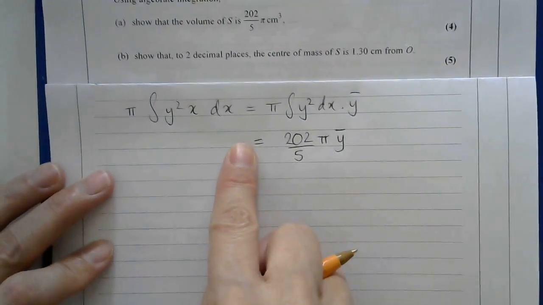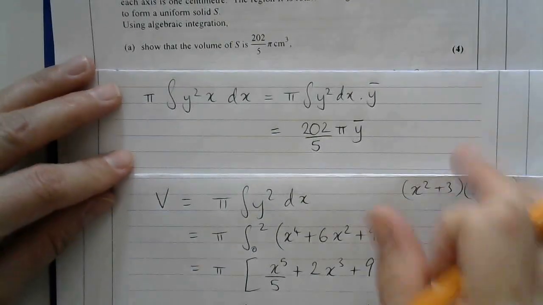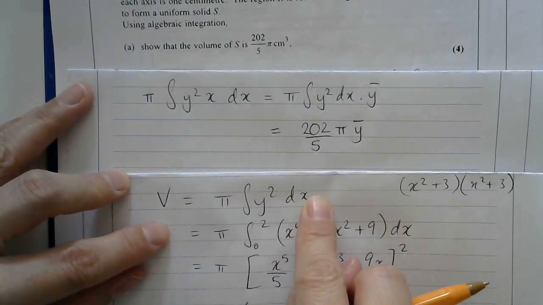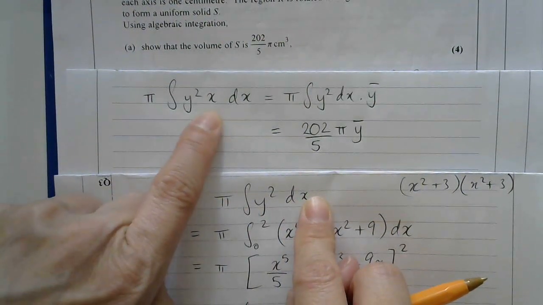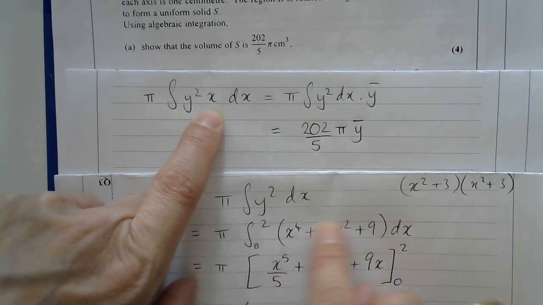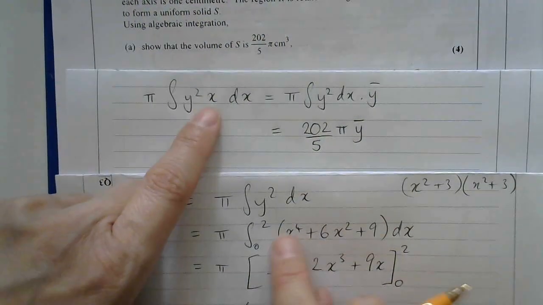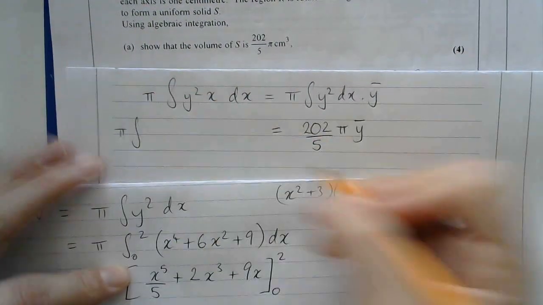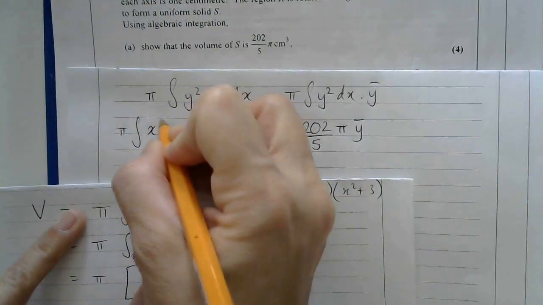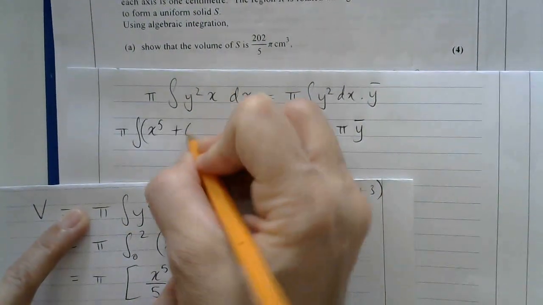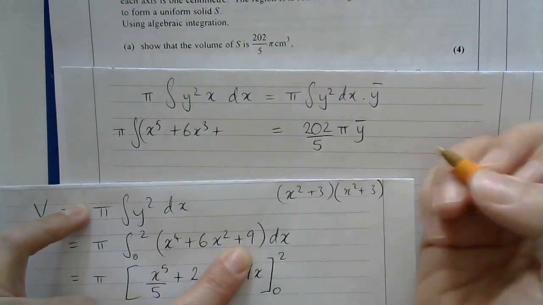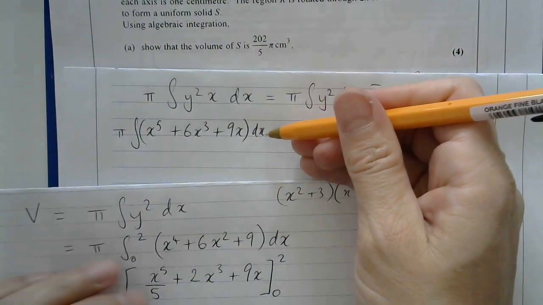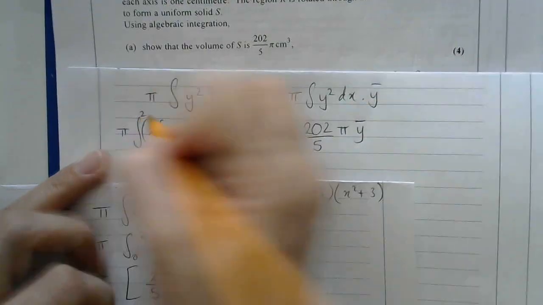On the left hand side I need to do a little bit of work. I can actually be a little bit lazy because I'm doing practically the same integral as what I did before, except I need to multiply everything by x. So if I just look at what I did there, I need to now integrate this multiplied by x. So I will have pi. So instead of x to the 4, I get x to the 5. Instead of 6x squared, I get 6x cubed. And instead of 9, I get 9x. And that's still integrated with respect to x, and the limits are still from 0 to 2.